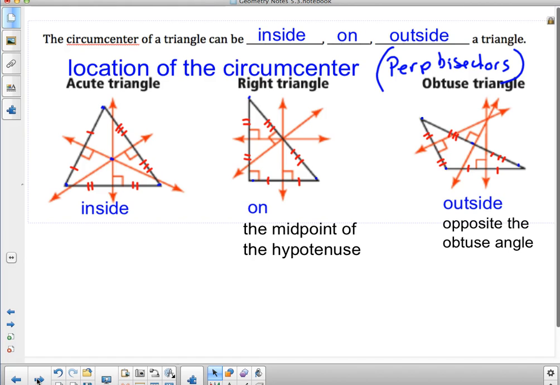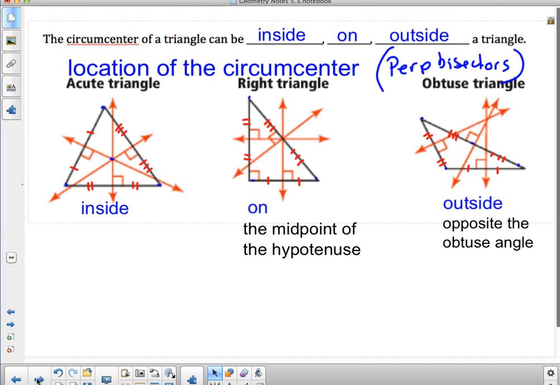Those are there to show you that that perpendicular segment or line is coming from the actual midpoint of the side, because that would make it a perpendicular bisector. Please make sure you put those marks in your diagrams right now, okay?